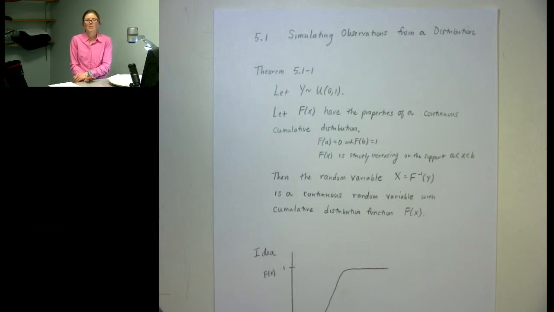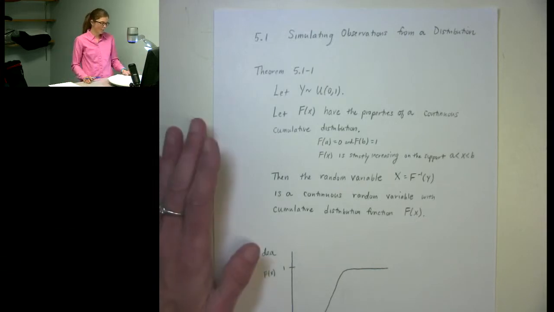Hi, welcome to the fourth and final video from section 5.1. This video is going to focus on how we can simulate observations from a particular distribution. In order to do so, we rely on the result that is in theorem 5.1-1.